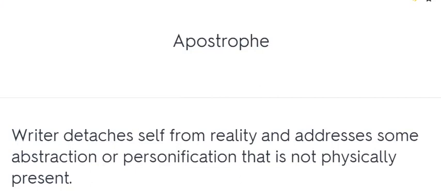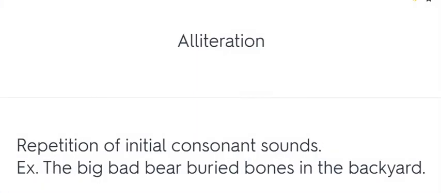Apostrophe. Writer detaches self from reality and addresses some abstraction or personification that is not physically present. Alliteration. Repetition of initial consonant sounds. Example: The big bad bear buried bones in the backyard.